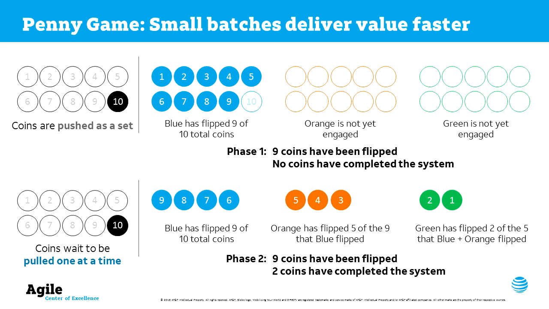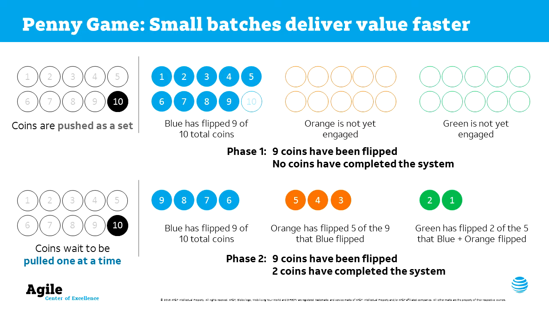The top row is this large batch exercise after 9 coins have been flipped. Activity number 1 has flipped 9 coins, but there's still one more coin waiting to be flipped. No work has been performed in activities 2 or 3 because they're waiting until it's their turn, until that batch of work is transferred to their workstation.